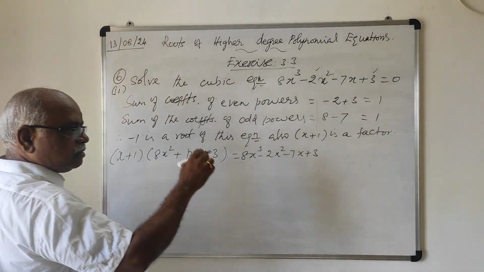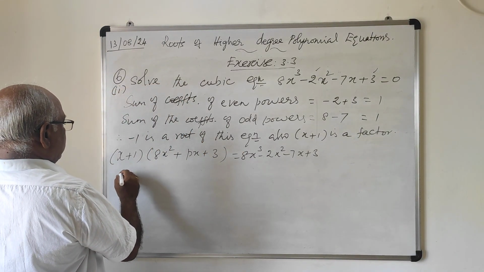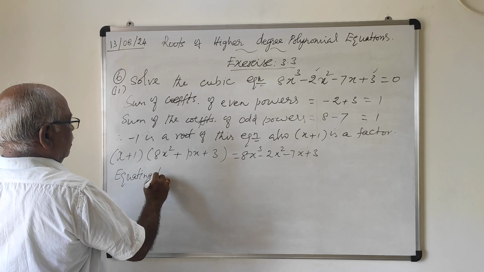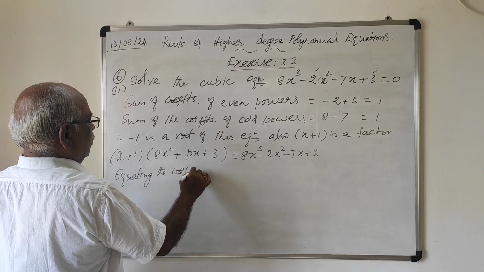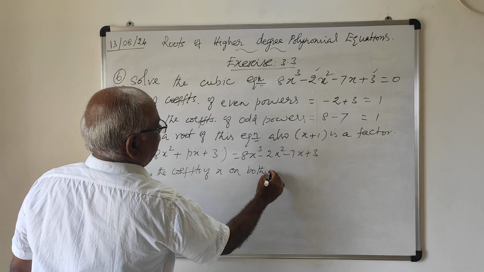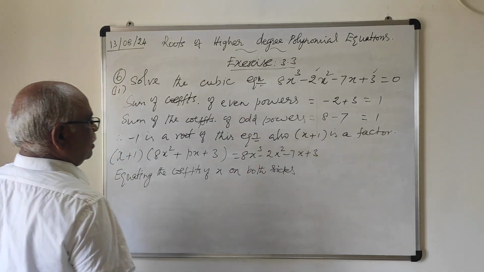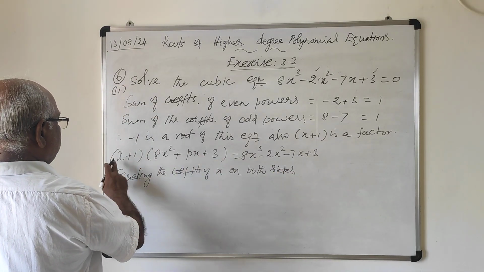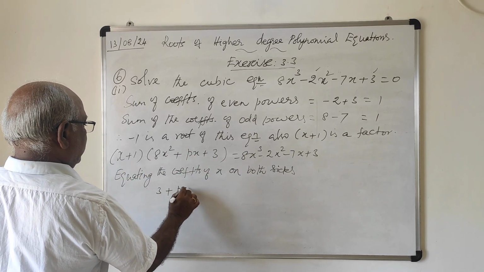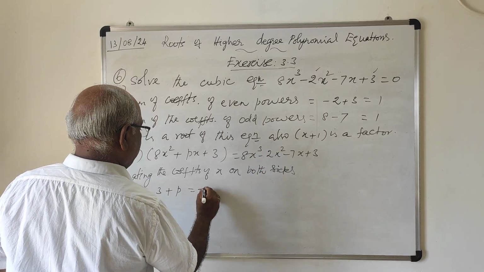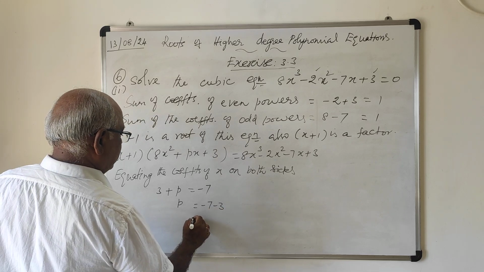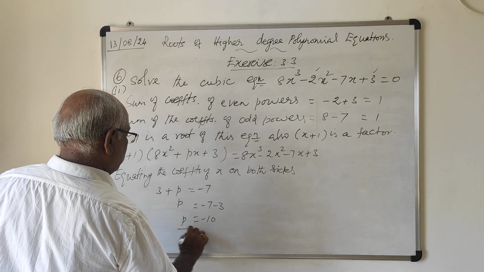Now, equating the coefficients of x on both sides. Here 3 into x is 3x, px into 1 is p, so 3 plus p equals the coefficient of x, which is minus 7 in the equation. So p equal to minus 7 minus 3, that is equal to minus 10. So p equal to minus 10.